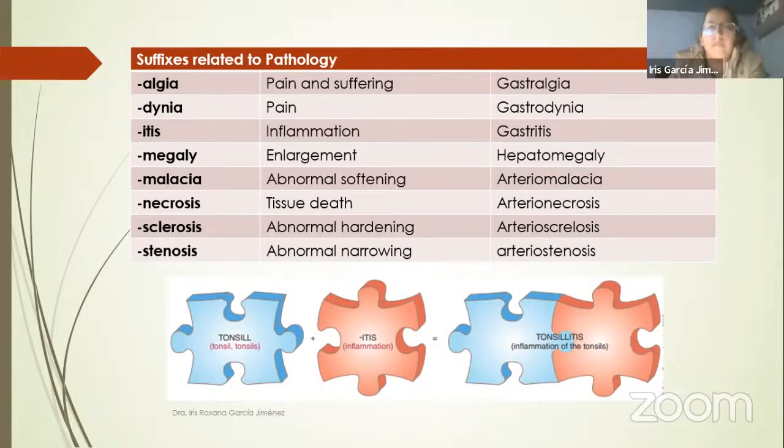Thank you so much, Lucia. So you can see these suffixes are not going to change. We can guess the meaning if we know this way of relation. The same as in Spanish.